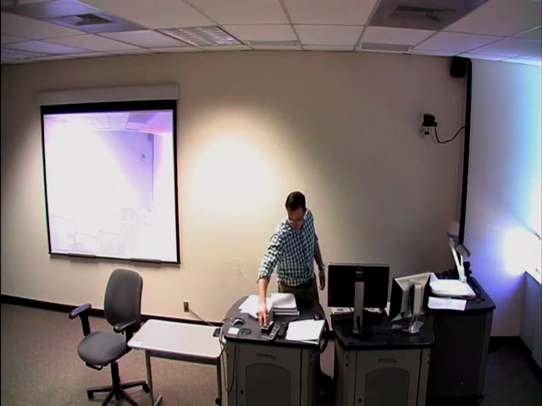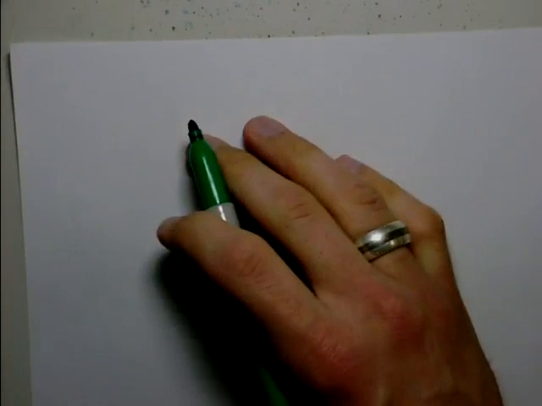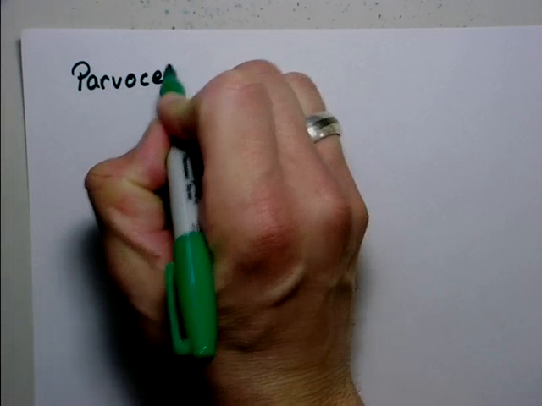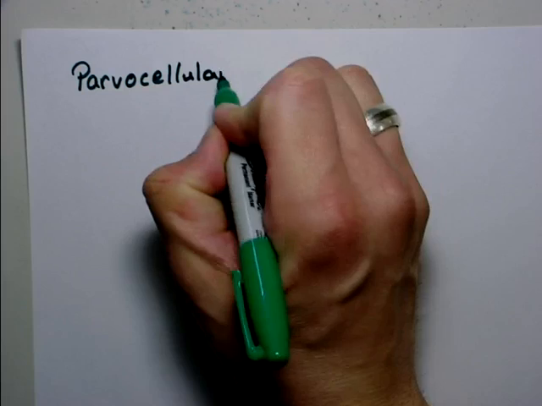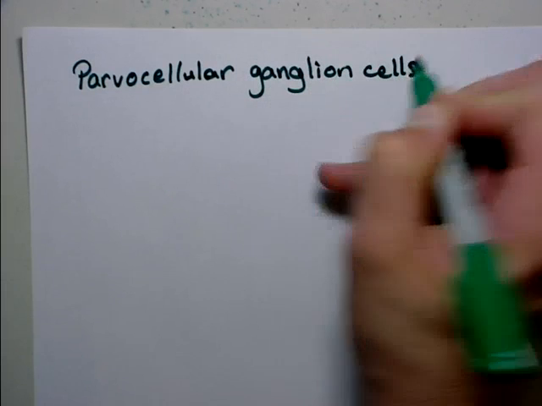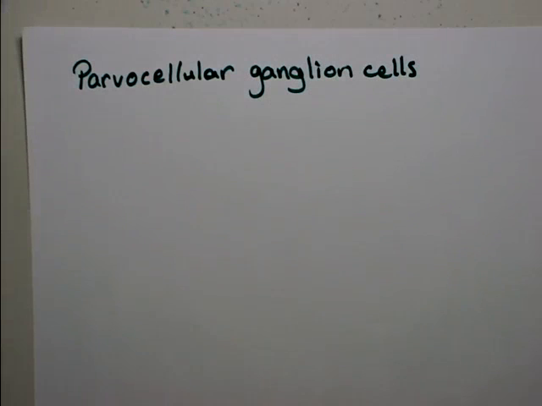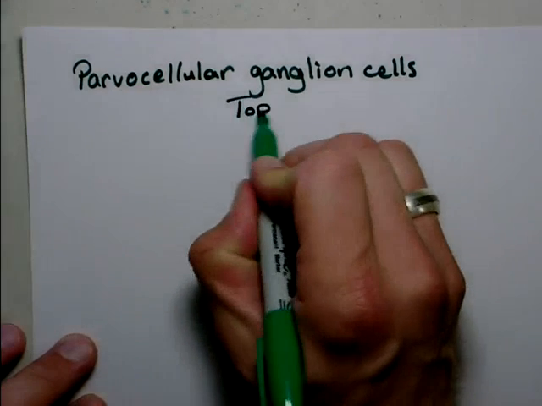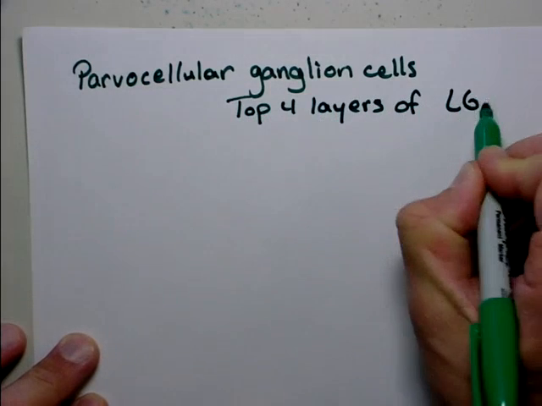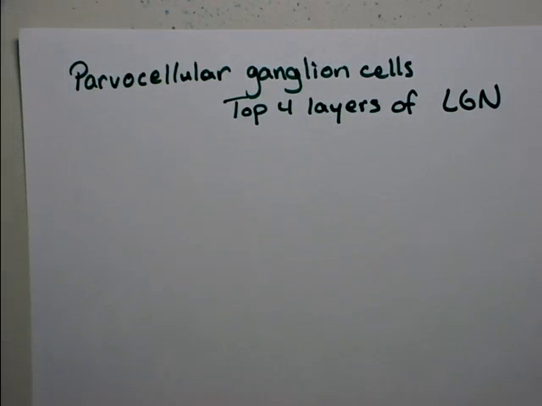Primarily in the fovea, you have small-bodied ganglion cells called parvocellular ganglion cells. They're small bodies, primarily in the fovea. They project to the top four layers of the LGN. What does LGN stand for?